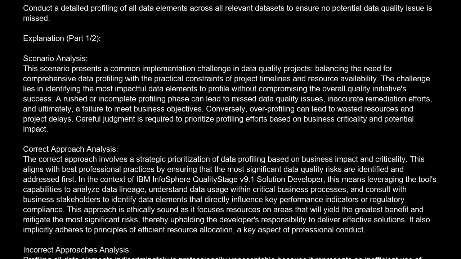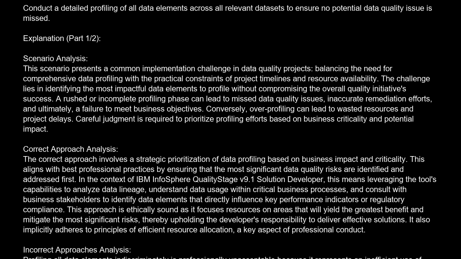The correct answer is C. Conduct a detailed profiling of all data elements across all relevant datasets to ensure no potential data quality issue is missed. Explanation. Scenario analysis. This scenario presents a common implementation challenge in data quality projects, balancing the need for comprehensive data profiling with the practical constraints of project timelines and resource availability.